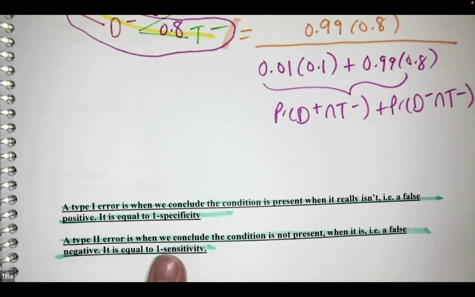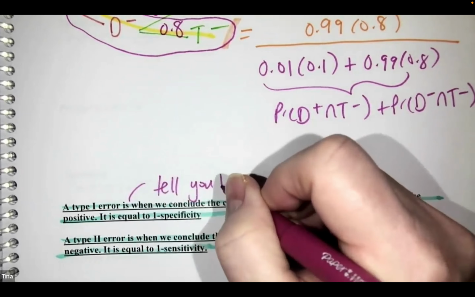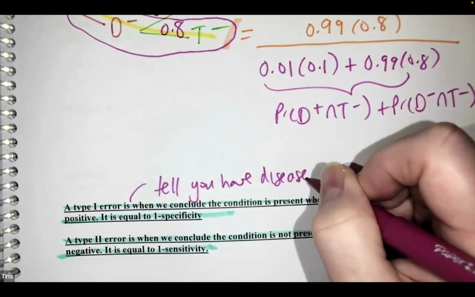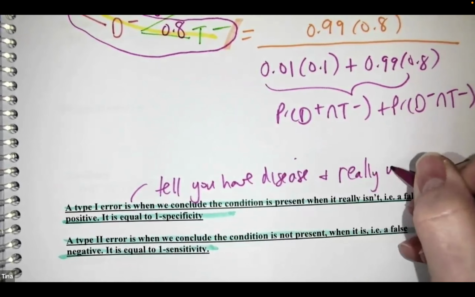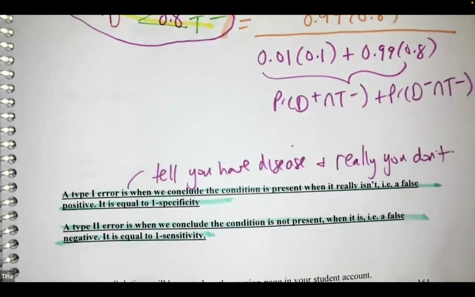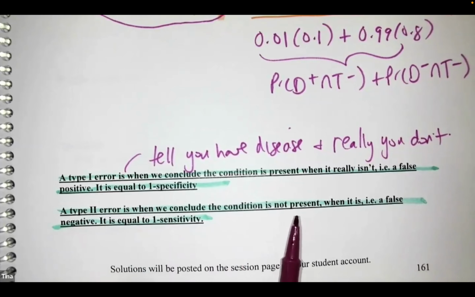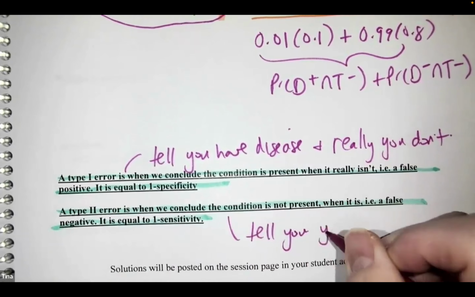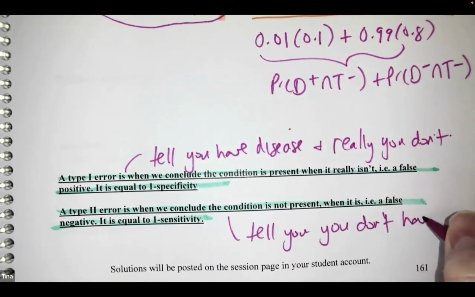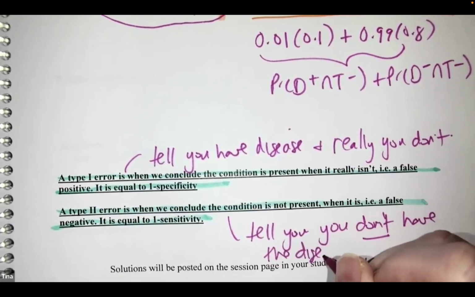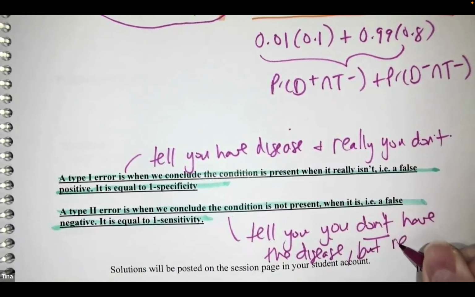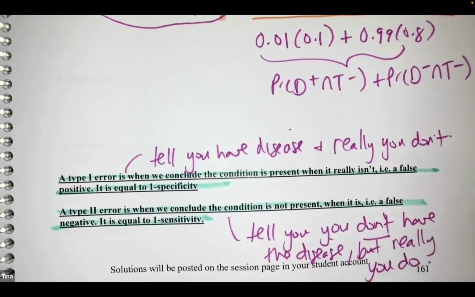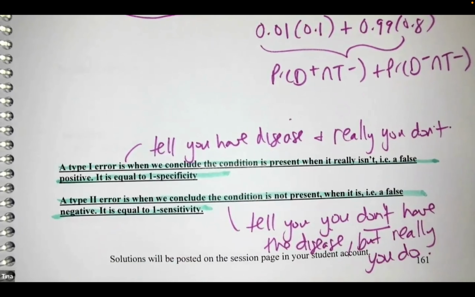So for a false positive, they tell you you have the disease, and really you don't. And for this one, we conclude that the condition is not present, but really it is. So here, they tell you that you don't have it, but the reality is that you do. And hopefully some of you will perfect some of these tests, because they're both awful, getting a false positive or a false negative.